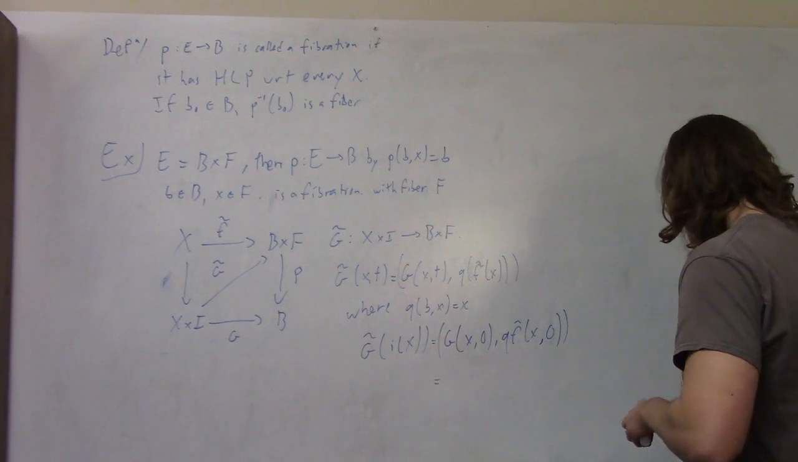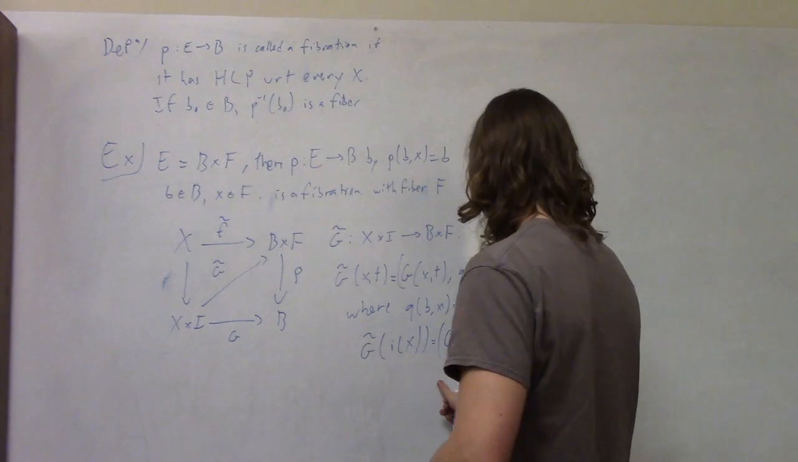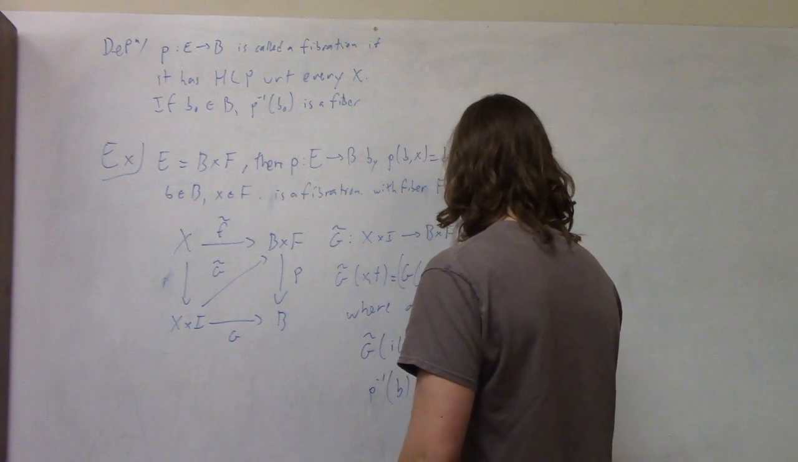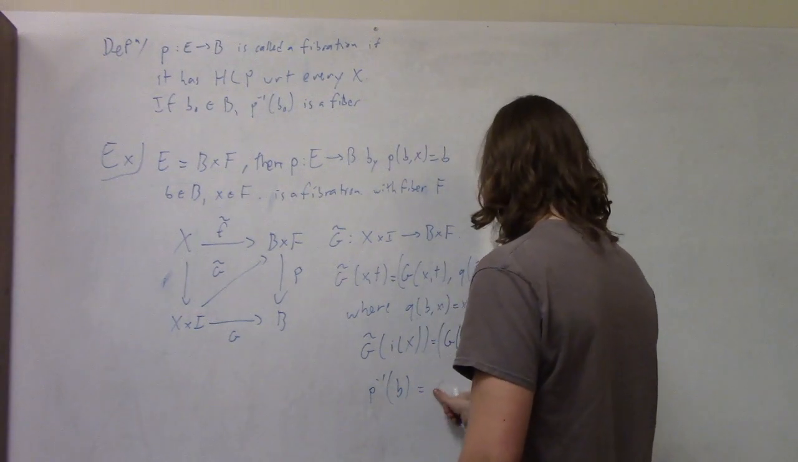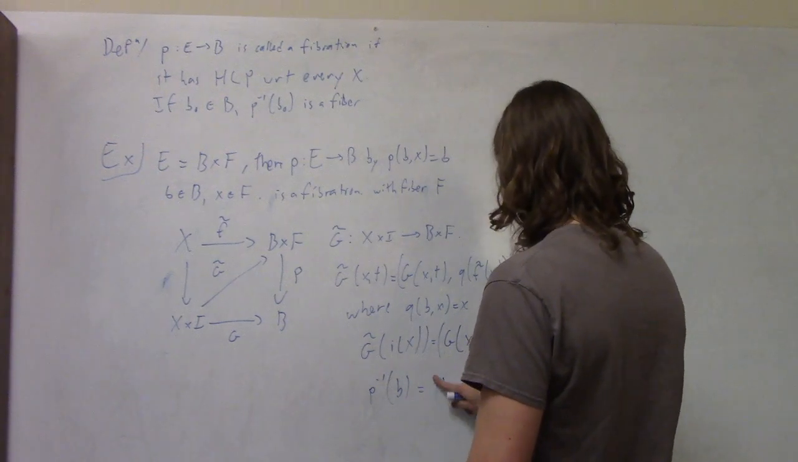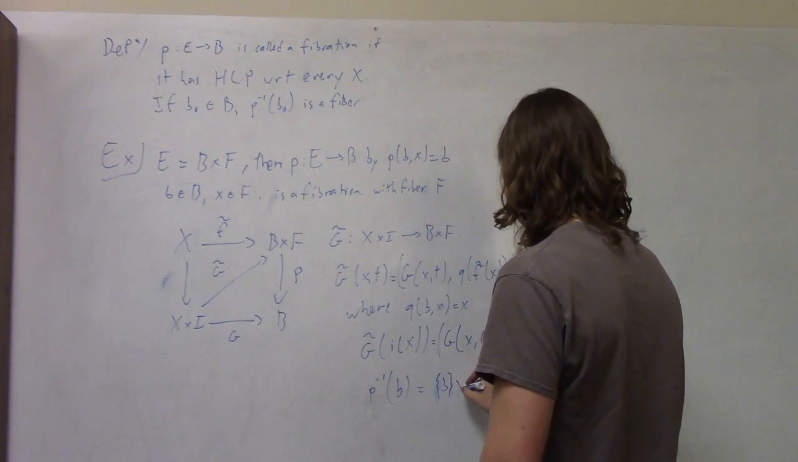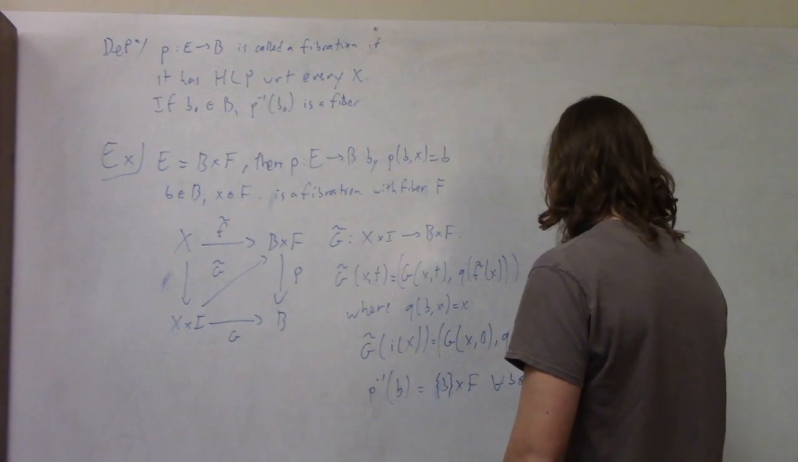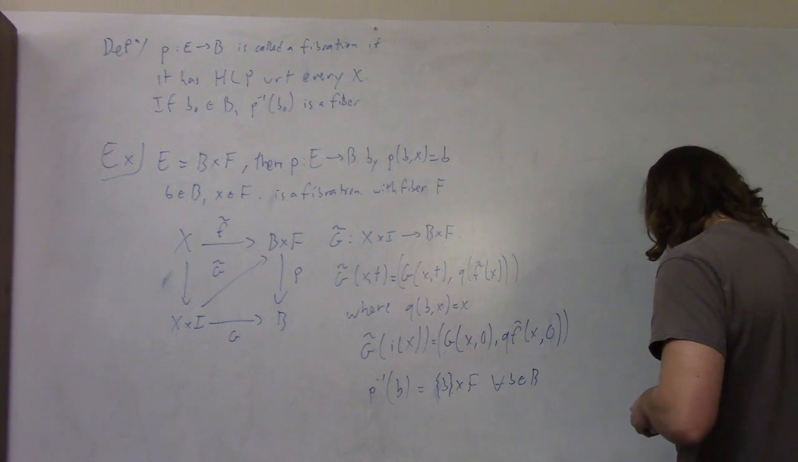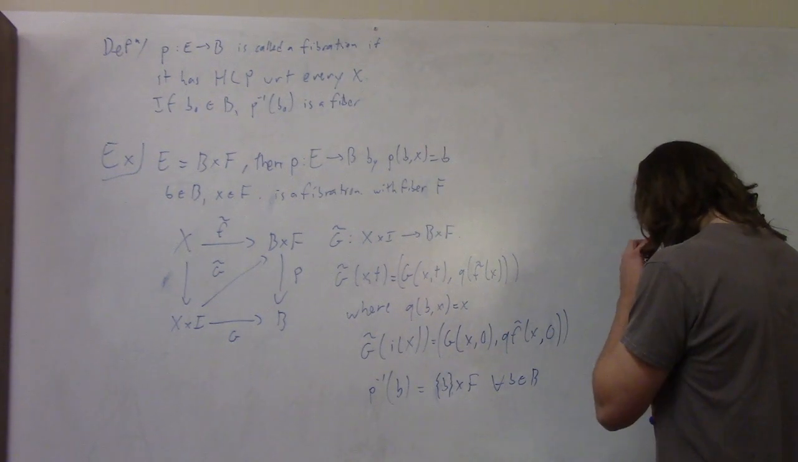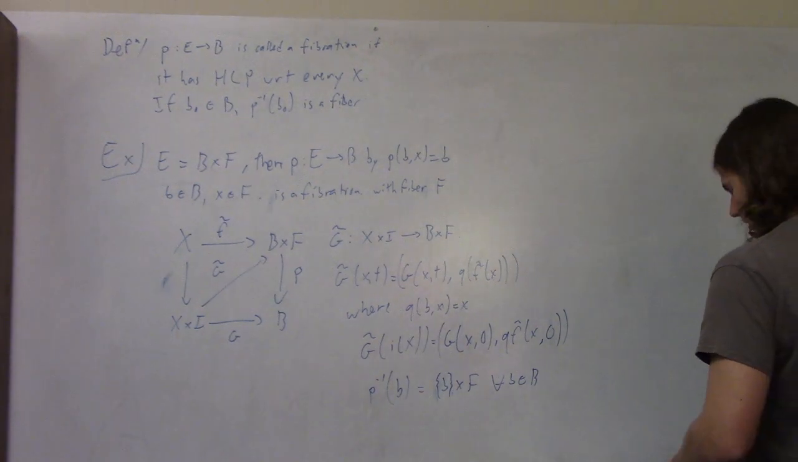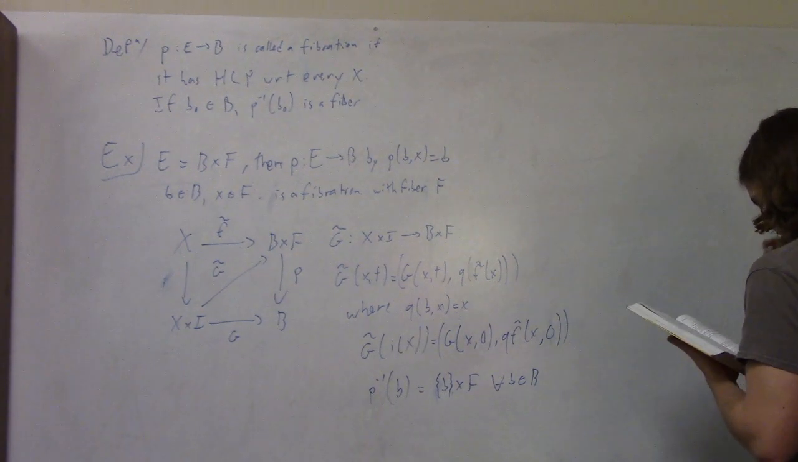Another important thing is that P inverse of B is going to be equal to B cross F for all B. I think there's something missing here. I kind of agree with you, Daniel. I don't really see it. That's not super important.